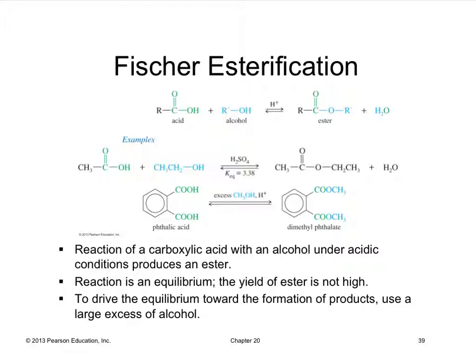Fischer esterification: you have your acid reacting with an alcohol in the presence of acid to generate your ester and water. The mechanism of this I've spoken to you about in previous chapters. Some examples would be: here's an acid, here's an alcohol in the presence of sulfuric acid generating the ester. This is a dicarboxylic acid. In the case of excess methanol in acid, you generate the dimethyl phthalate.